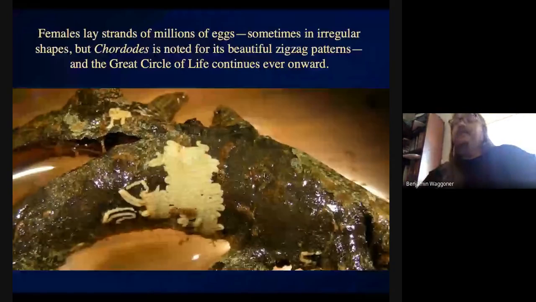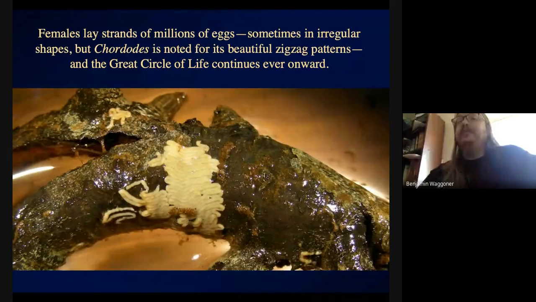Females lay strands of millions of eggs. In particular, this is one you can sometimes find on submerged branches and things like that. These are the eggs of the horsehair worm Chordotes. And you can see how she's laid them back and forth in this very regular zigzag pattern. So those white zigzags that you're seeing, that's eggs of a horsehair worm.